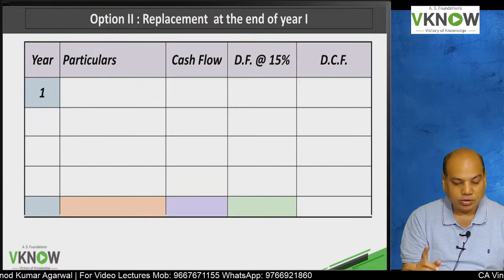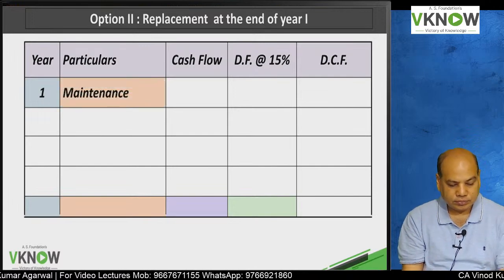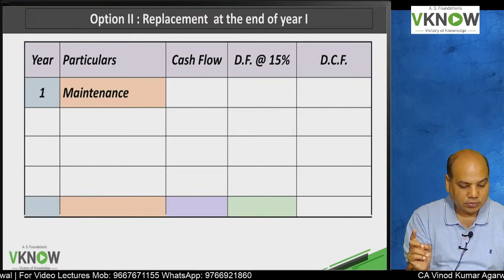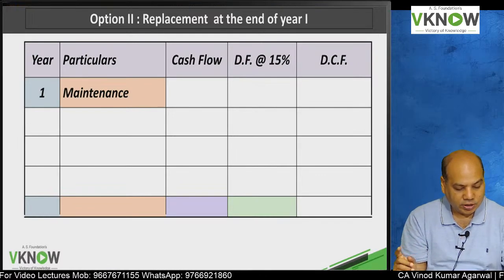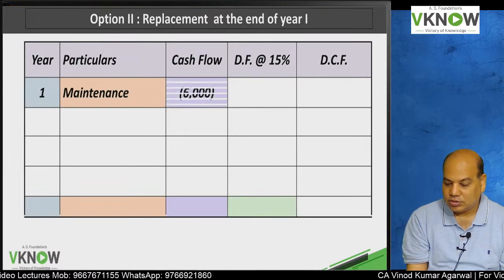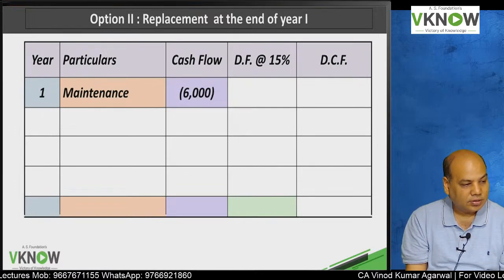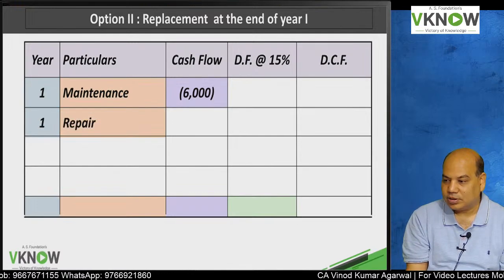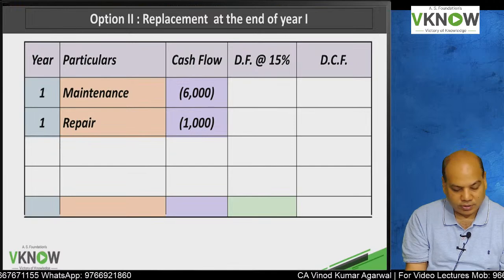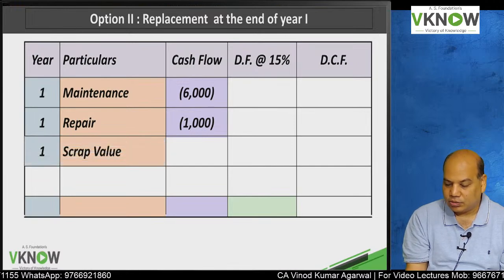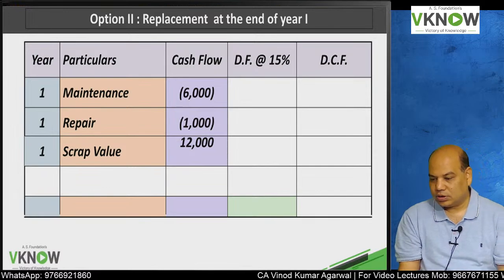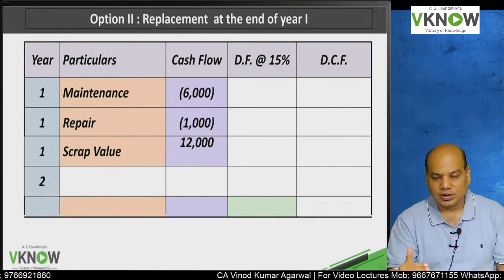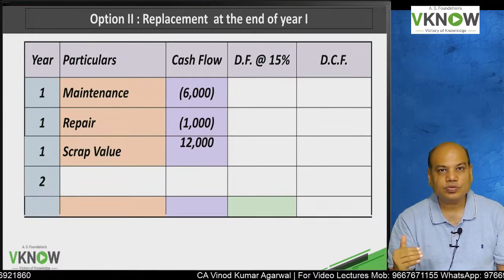So in year 1 you are going to use the old asset. You have decided to use the old asset for year 1 and then replace it. So what is my year 1 maintenance cost? First line of the table 6,000. Then year 1 repair cost, second line of the table 1,000, and you will get scrap value 12,000.